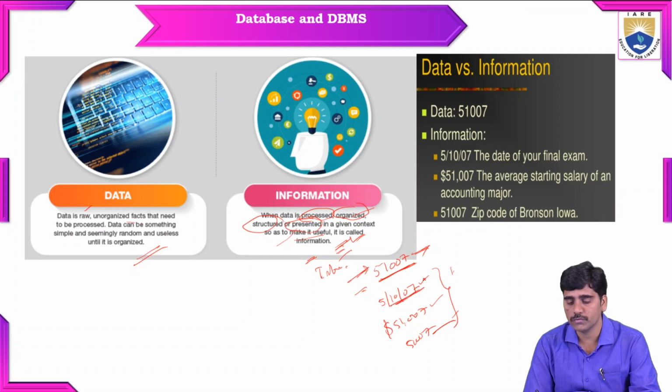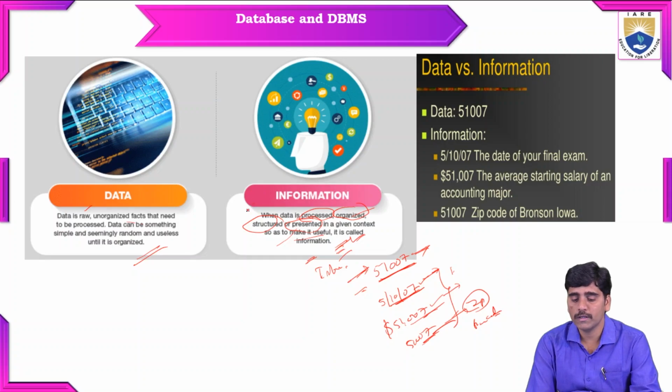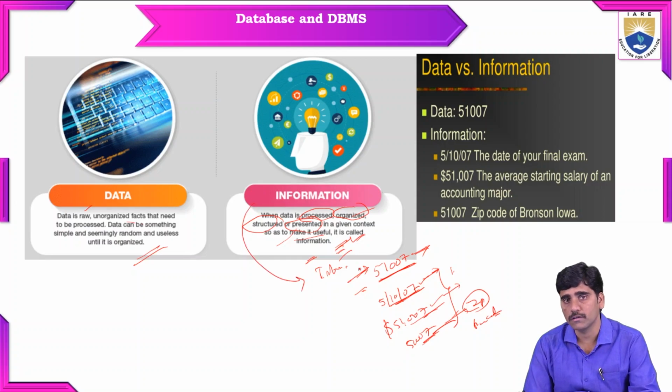So we can say this is the date of your final exam or your date of birth, this will be taken as your monthly salary or average monthly salary, and this will be taken as the zip code or pin code of your state. So when the data is processed, organized, or structured, it automatically becomes information.